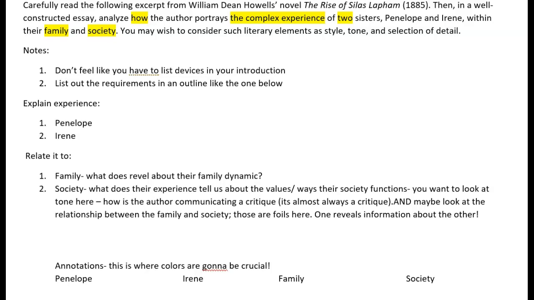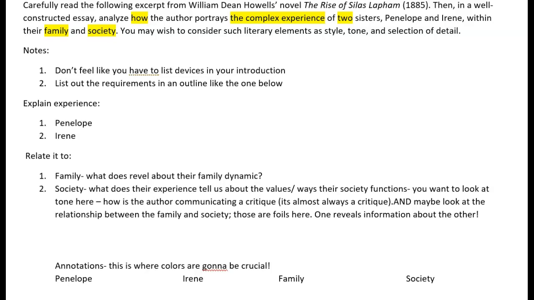And for a passage like this one, I'd remember, again, you have to annotate for these four things: Penelope, Irene, the family, and society. And usually this is where I tell my students that having a tricolor pen or different colors of pens when you go into the AP exam is crucial.